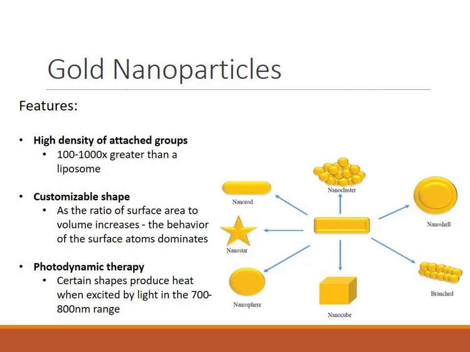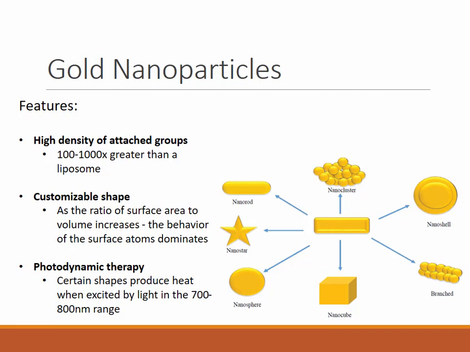So you could imagine you maybe get some targeting ligands on there. You introduce the gold nanoparticle into a tumor cell. You heat that area up with a near infrared laser. It activates the production of heat on the nanoparticle, killing the cell.